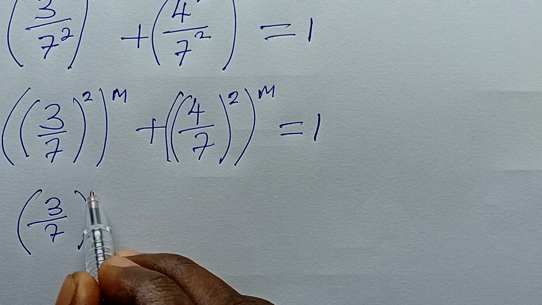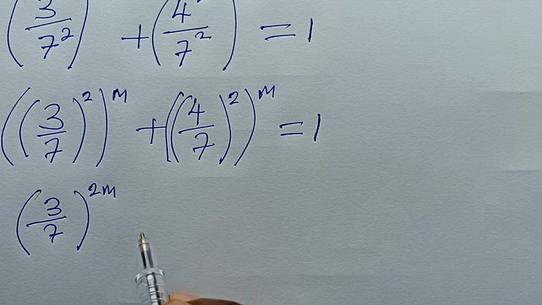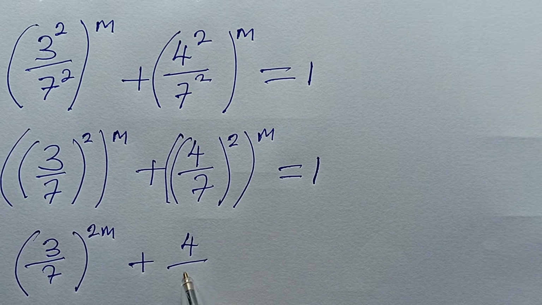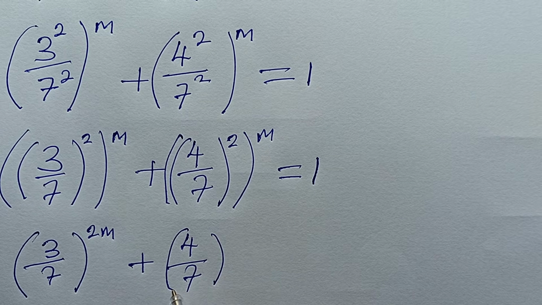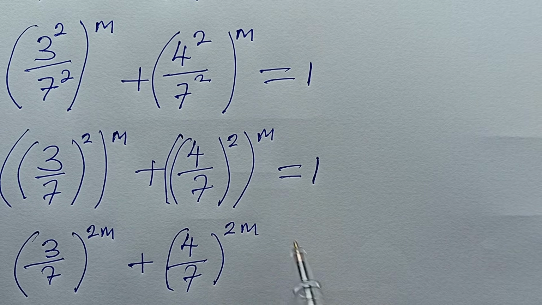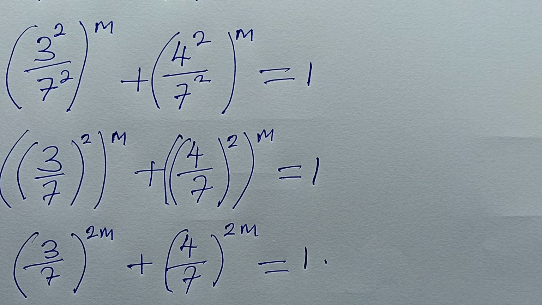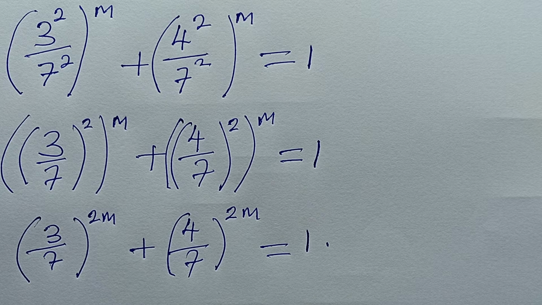All raised to the power of 2m, plus (4/7) all raised to the power of 2m, everything equal to 1. Wow. So here comes a challenge, but it's not a challenge. Now, we can solve this using a different approach again from this system.